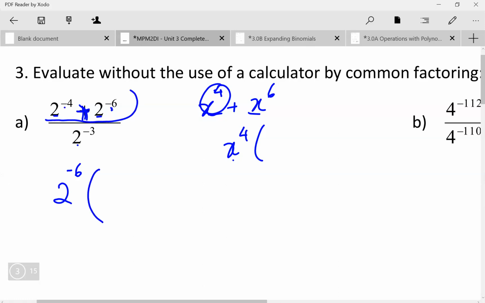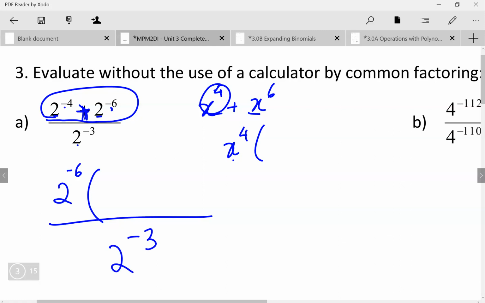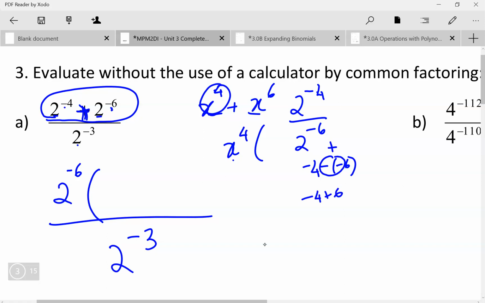Again, I'm still only working in the numerator. I'm ignoring the denominator for now. That still stays 2 to the power of negative 3. I'm not touching that. Okay, now what am I left with when I do 2 to the power of negative 4 divided by 2 to the power of negative 6? It is negative 4 minus negative 6. Minus of a minus becomes plus, right? So I actually have negative 4 plus 6, which is 2 to the power of 2.